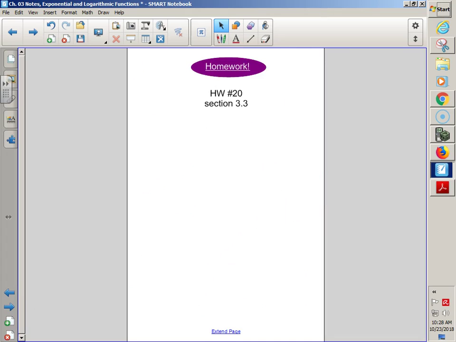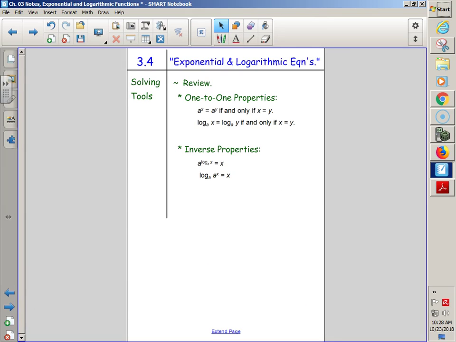Speaking of puzzles that are to come, let's start section 3.4. Just start, just a little bit. We're not going to go hard.